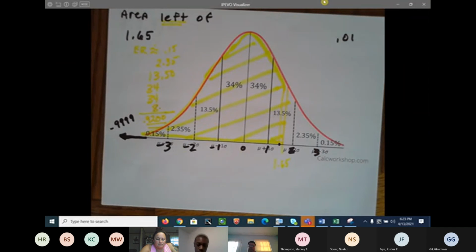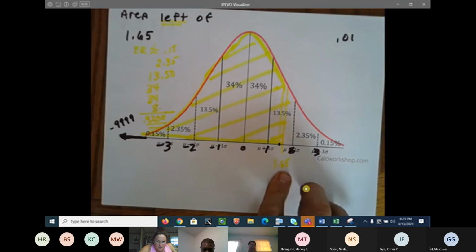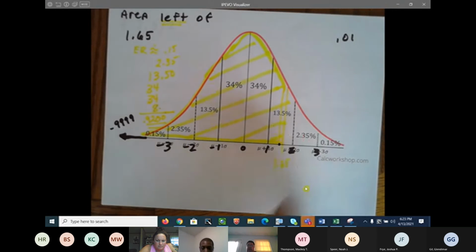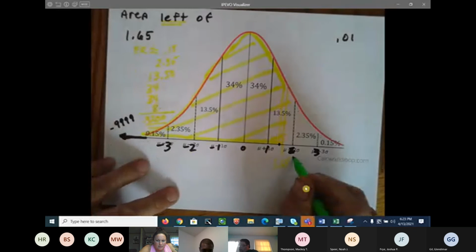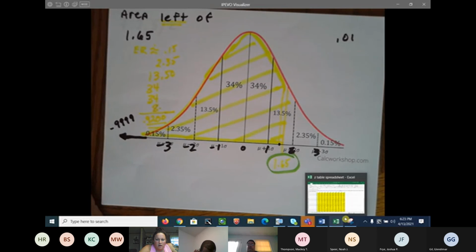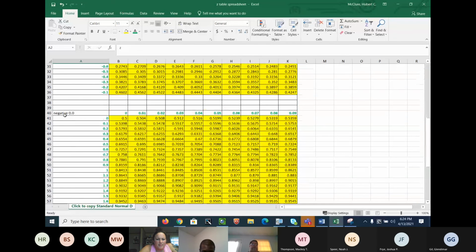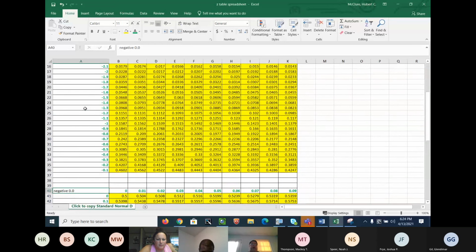Now I'm going to use, okay, watch this now. Somebody tell me, first of all, is 1.65 positive or negative? It's positive. Okay, so I'm going to put a green circle around that. And I go to my table, and I'm just showing you this for your information. This is positive. Z is positive. Down here, Z is what? Negative. So I'm not going to worry about the negative. I'm going to the positive.